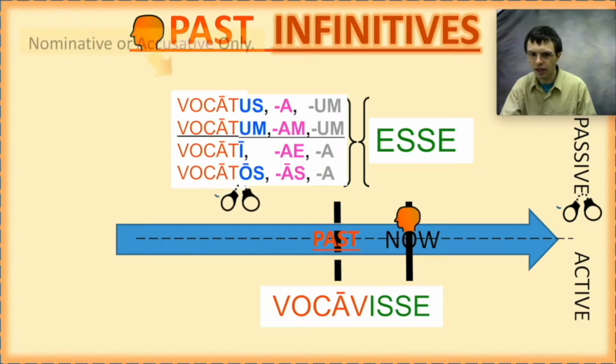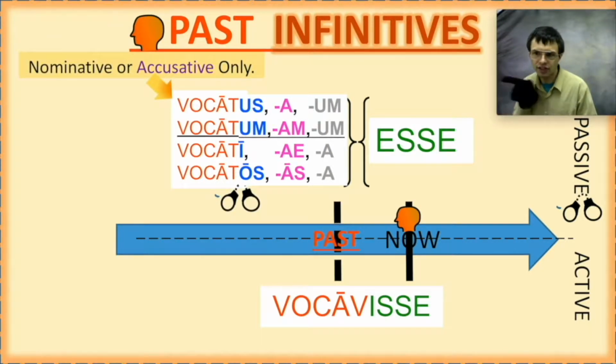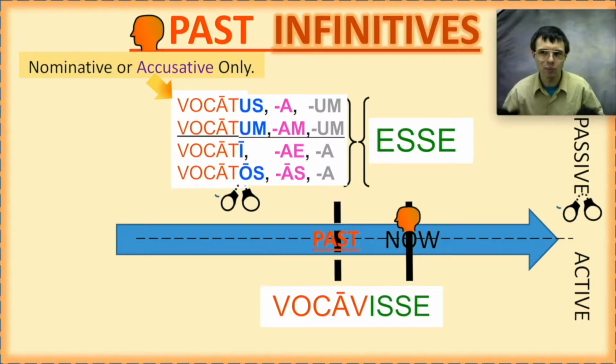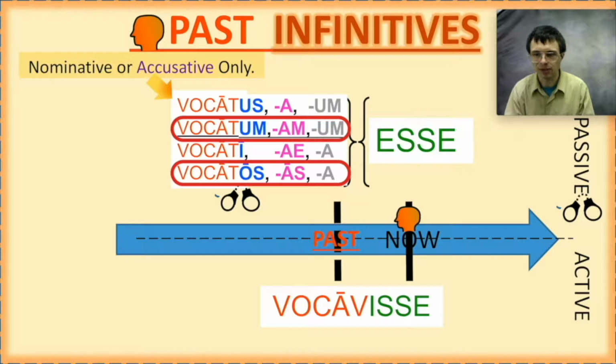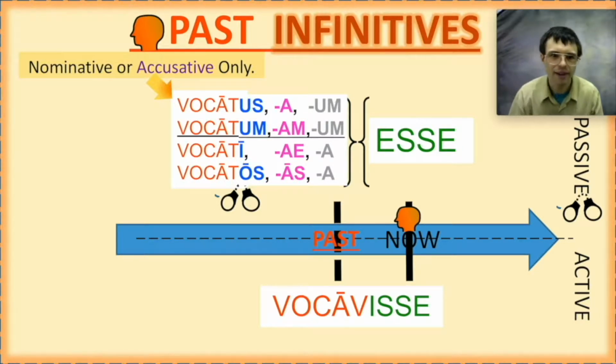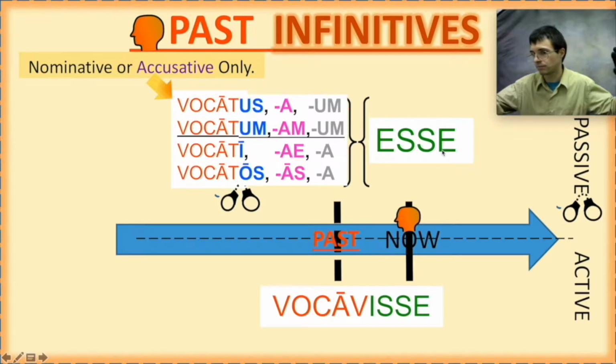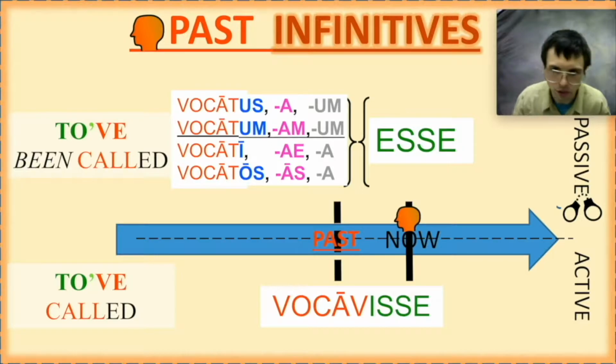Notice one thing. These passive infinitives do not use every case. Not genitive, not dative, not ablative. They will almost always be nominative, singular or plural, masculine, feminine, or neuter. And once in a while they'll be accusative, namely in indirect statements. But most of the time they're just nominative. Okay, so you're never going to see vocatorum esse. Never going to happen. So just make note of that. And the translations, of course, are to have been called.